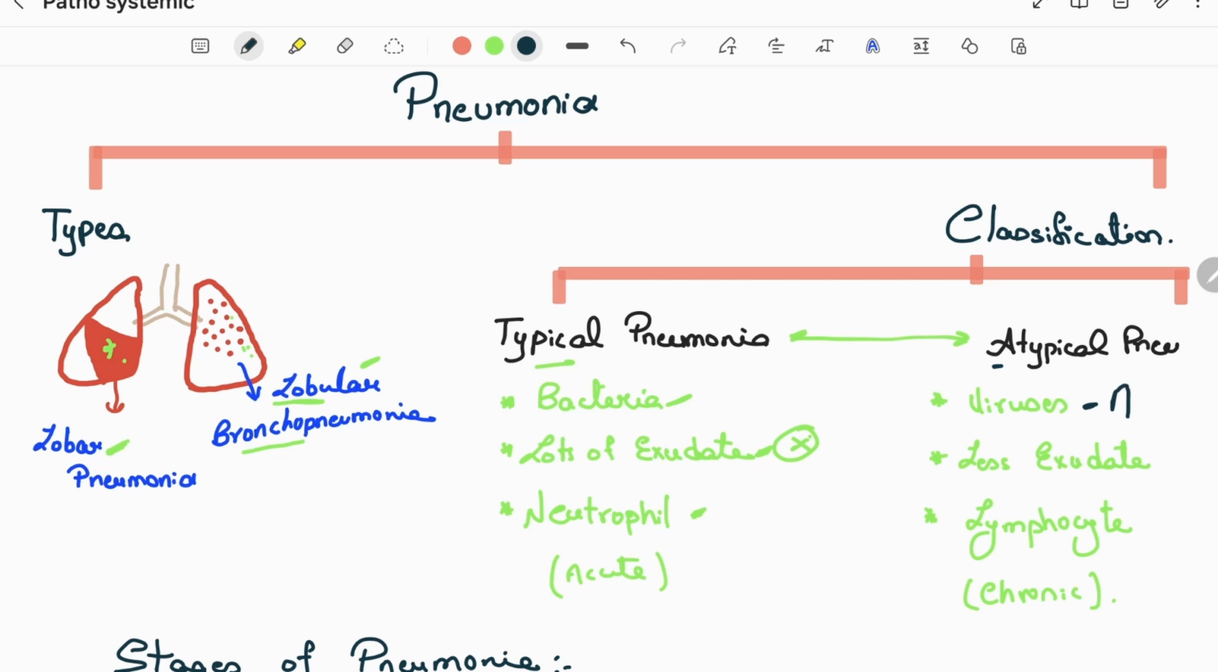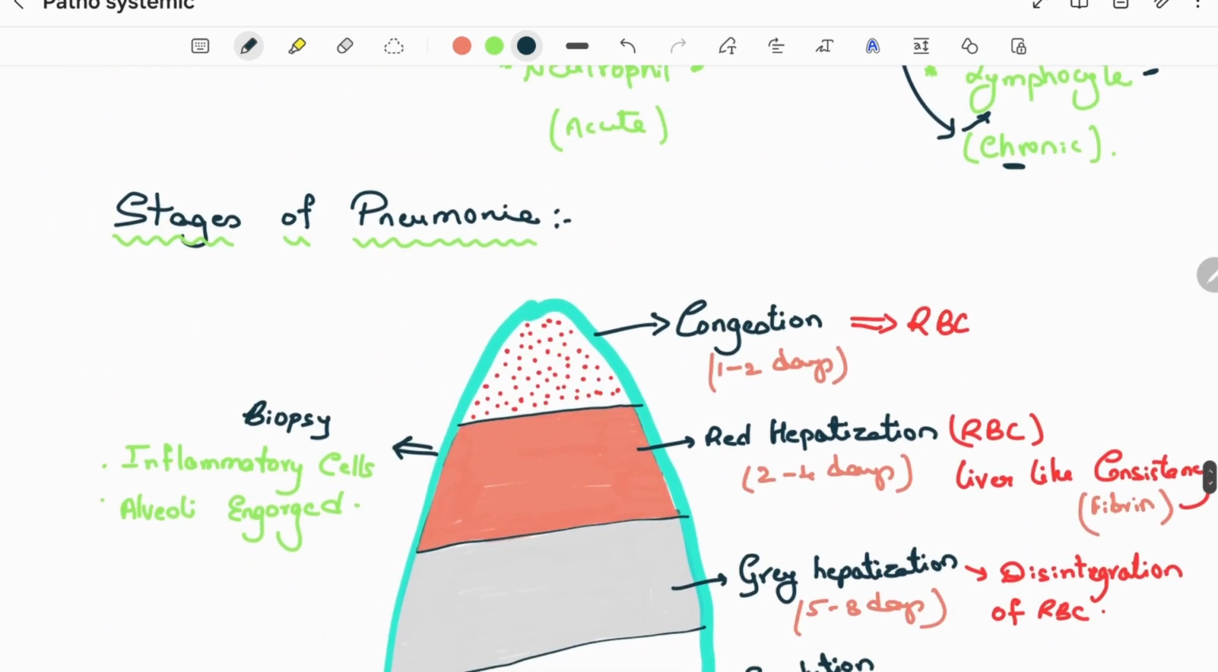Okay, in atypical we can observe involvement of virus, and there will be less exudate, and lymphocytes will appear here. Like we can see more number of lymphocytes. Okay. Next one is stages of pneumonia.